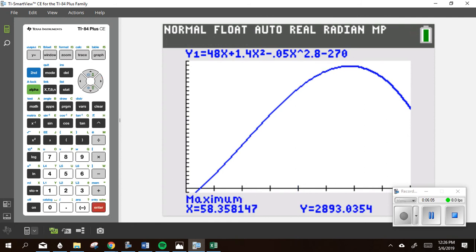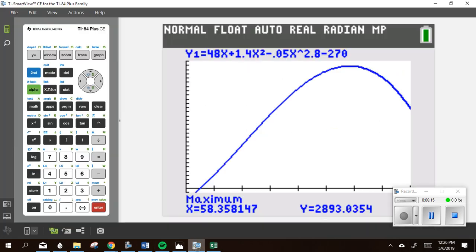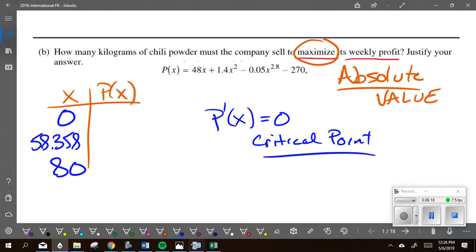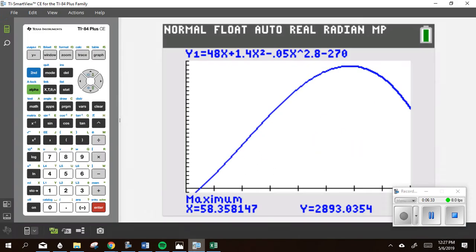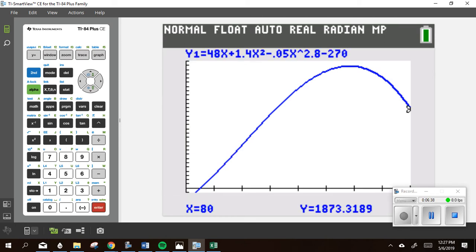Boom, I get this answer right here, 58.358. That is my x value. My P of x, that's my value. Well, that's this guy, 289.2893. I'm not going to put the decimal because they don't really matter. How can I find the value at 0? Plug in 0. When I plug in 0, I get negative 270. And then at 80, I could go second, calculate the value at 80. In other words, it's just going to plug it in. Right there, it's 1873.